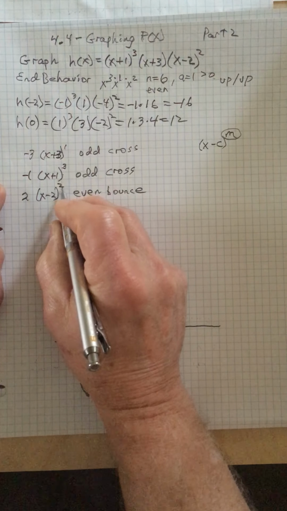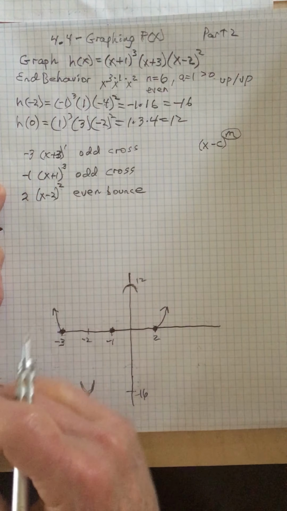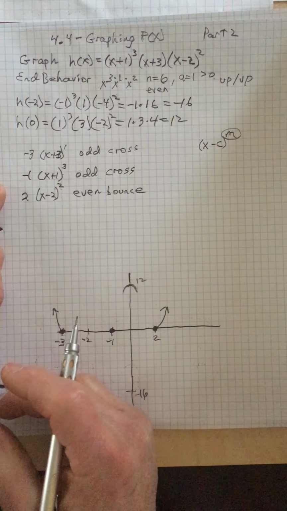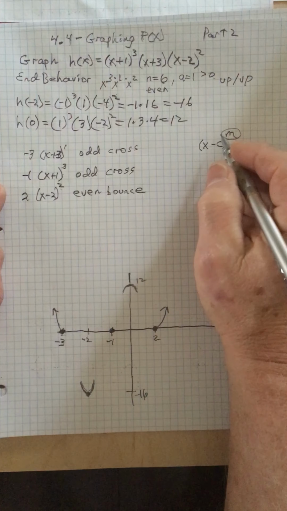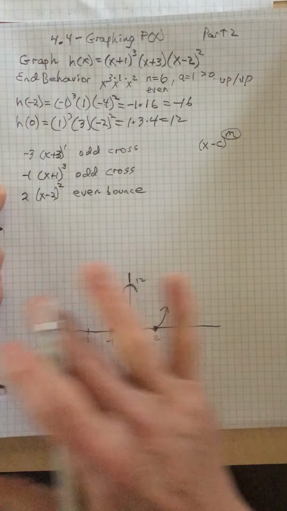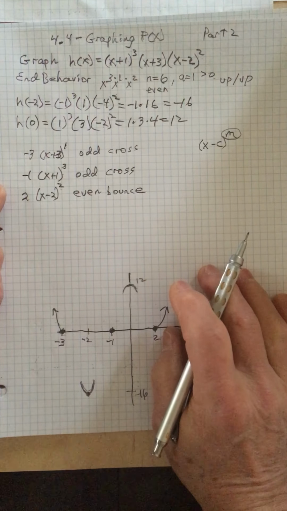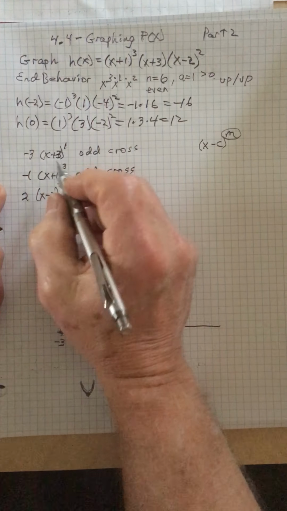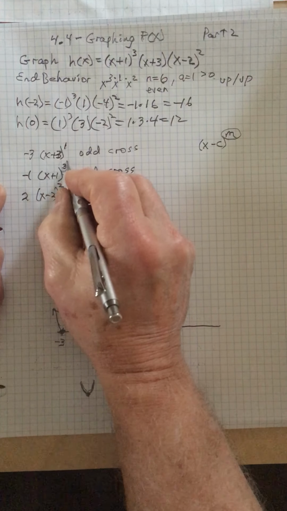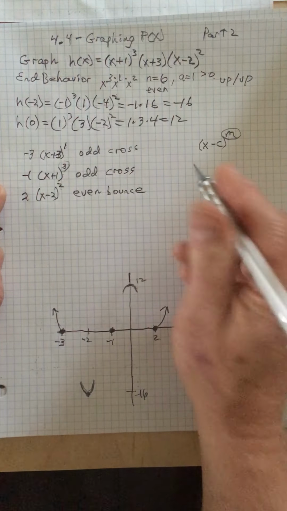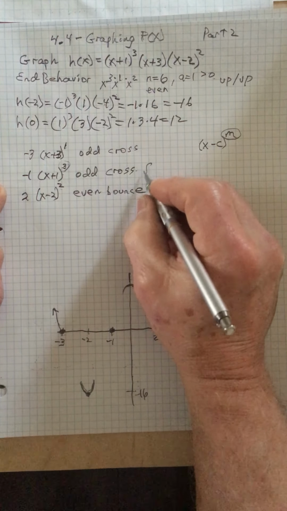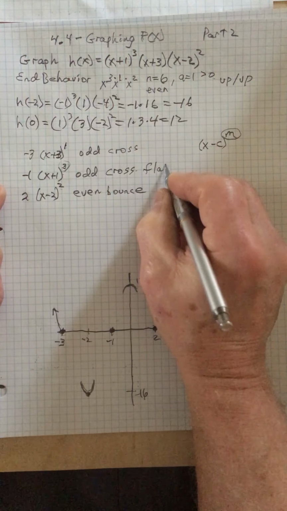Okay. 2 is the smallest that m can be where you bounce. So we're just going to bounce. It won't flatten out. Here, 1 is the smallest odd, so we're just going to cross. But here, that's an odd, but it's a lot bigger than 1. So here we're going to cross, but we're going to flatten out as we cross.